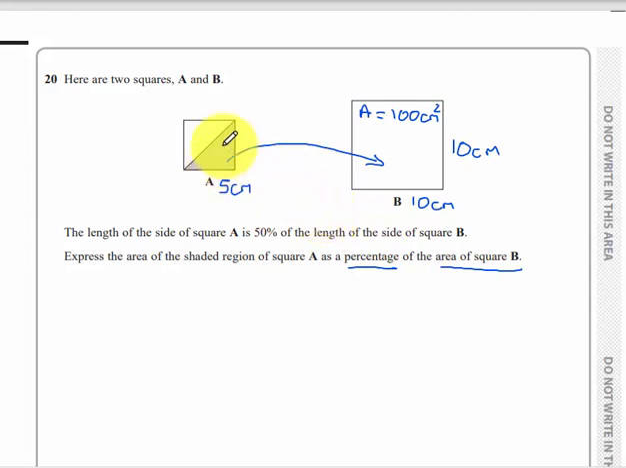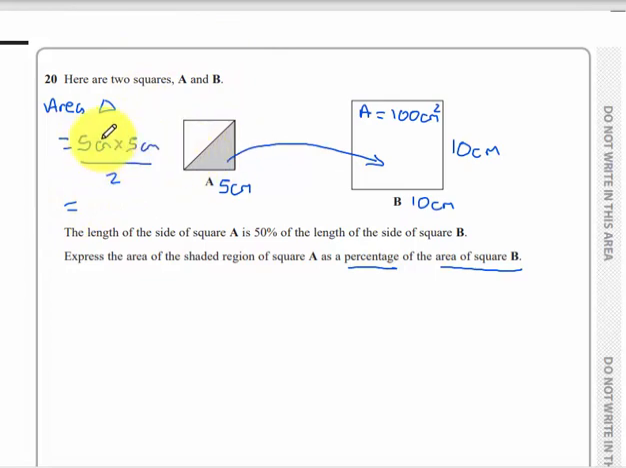My next step is to work out the area of this triangle. So area of the triangle, and again I'm writing out very clearly what I'm doing, so I'm giving the examiner the opportunity to give me marks. I'm not doing lots in my head that they can't see. I'm showing them my thought process.